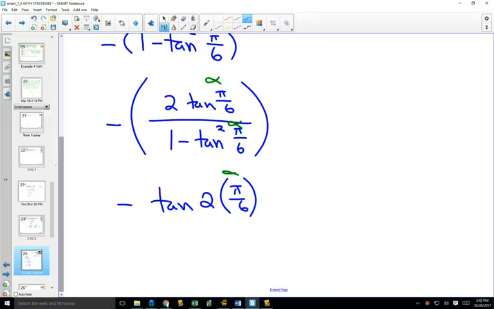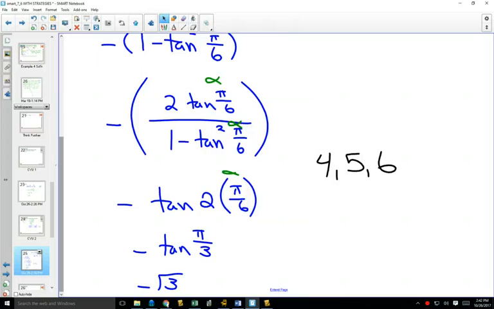pi over 6. 2 times pi over 6 is pi over 3. And that's equal to negative root 3. Questions you can do for practice are 4, 5, and 6.